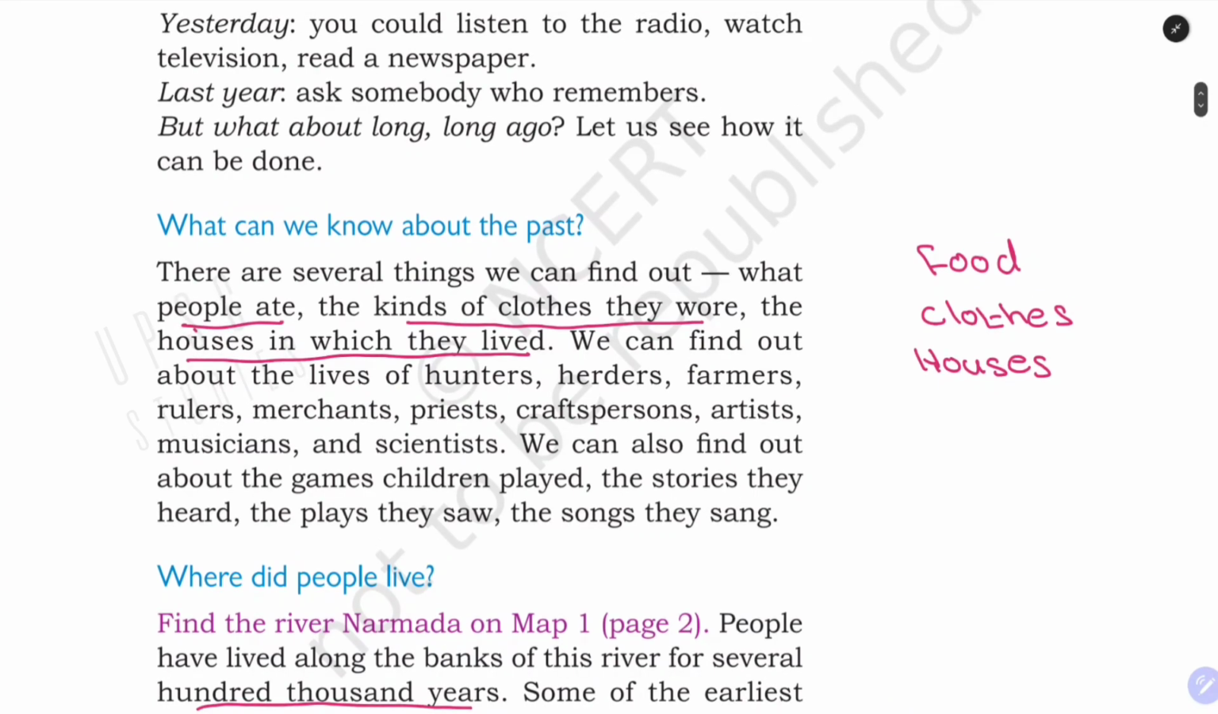What can we know about the past? There are several things we can find out. What people ate, the kinds of clothes they wore, the houses in which they lived. We can know about their food, clothes, the houses they used. And also the games children played, the stories, the songs. We can know all about it.